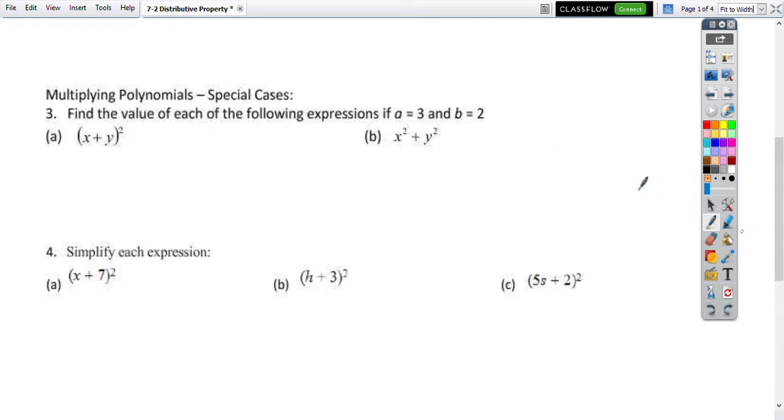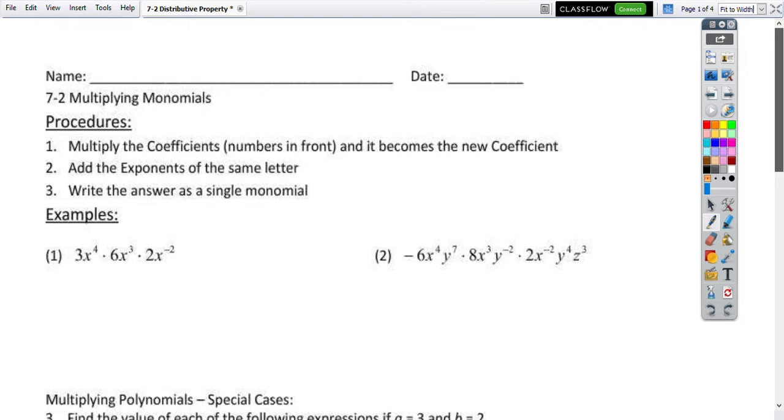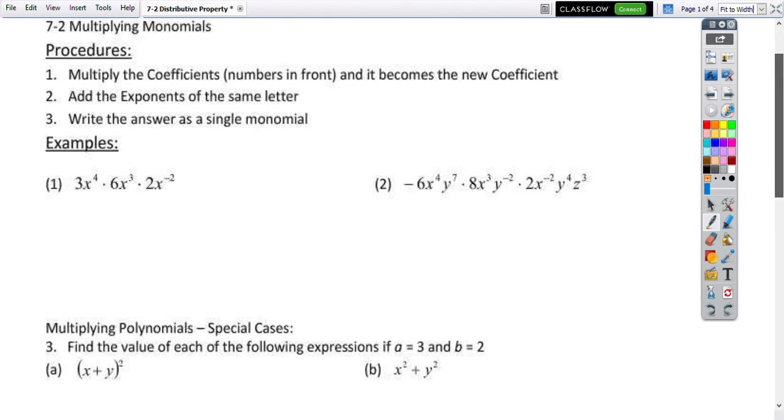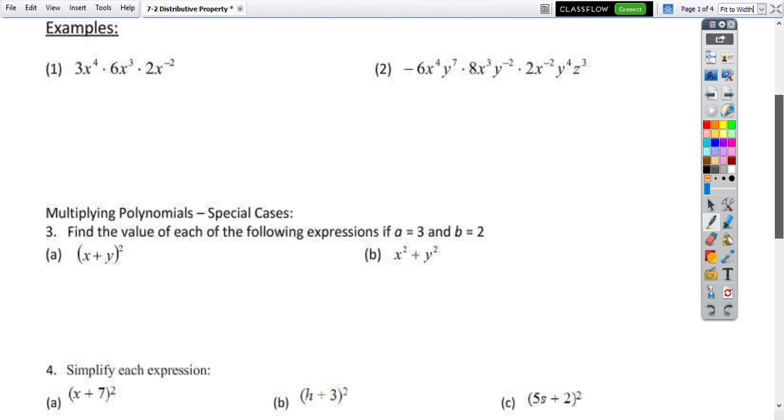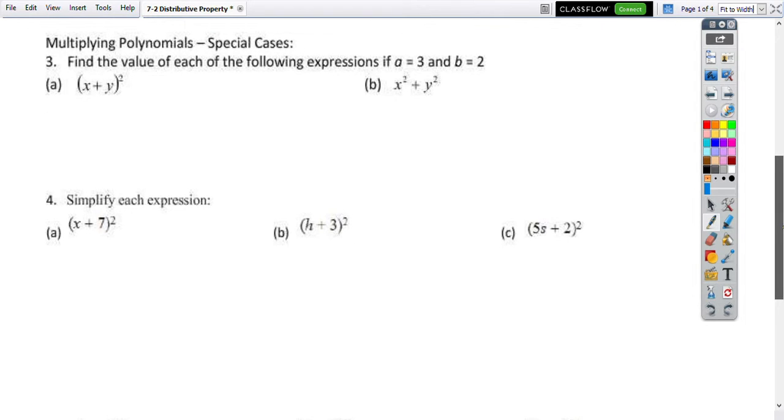All right, so second worksheet here, we're taking a look, 7-2 multiplying monomials. So we've done this before. We're talking about special cases though. So specifically what happens when we square.